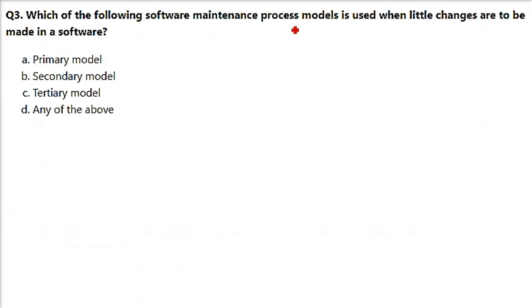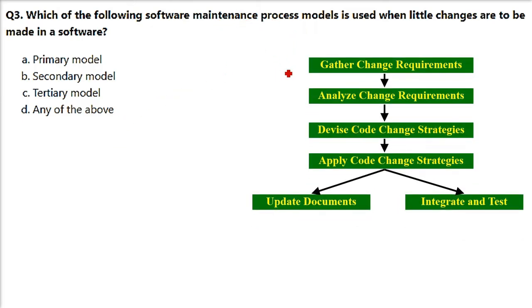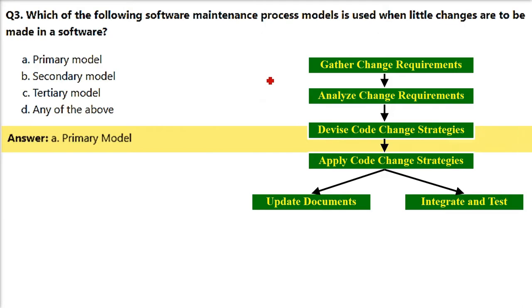Which of the following software maintenance process models is used when little changes are to be made in a software? So just cosmetic changes are there. There are different kinds of software maintenance process models. There are primary, there are secondary, there are tertiary. So if small changes are there, then the answer is simply the primary model. So in the primary model, there is a way we do it.